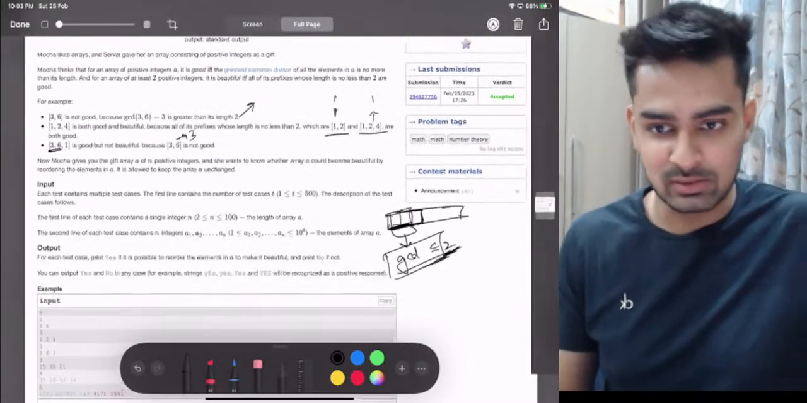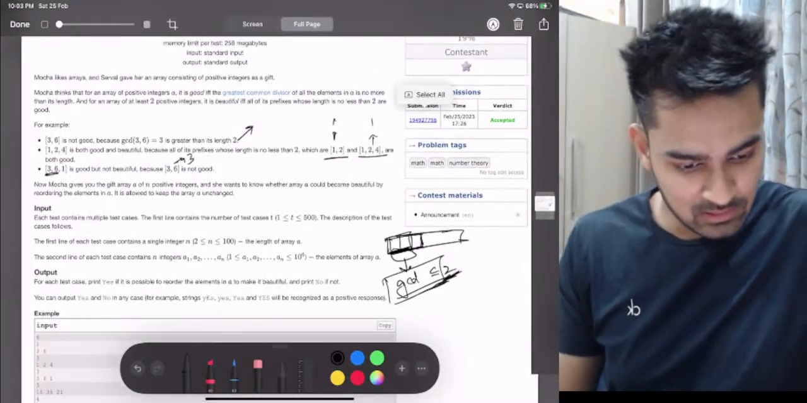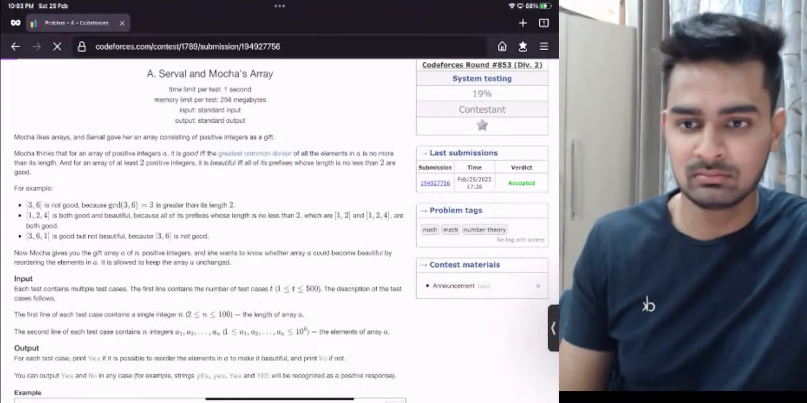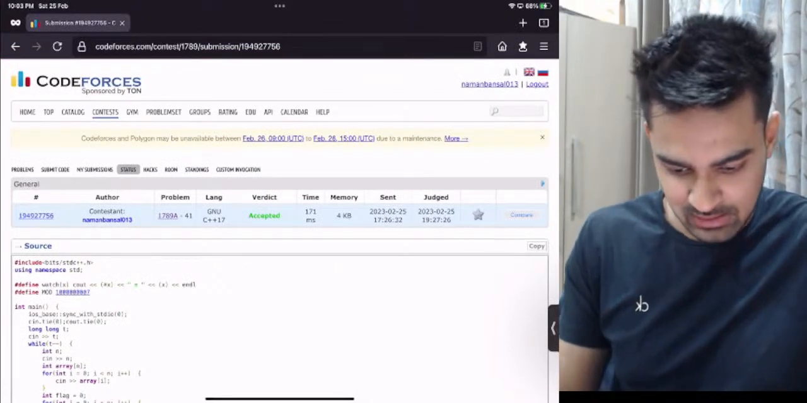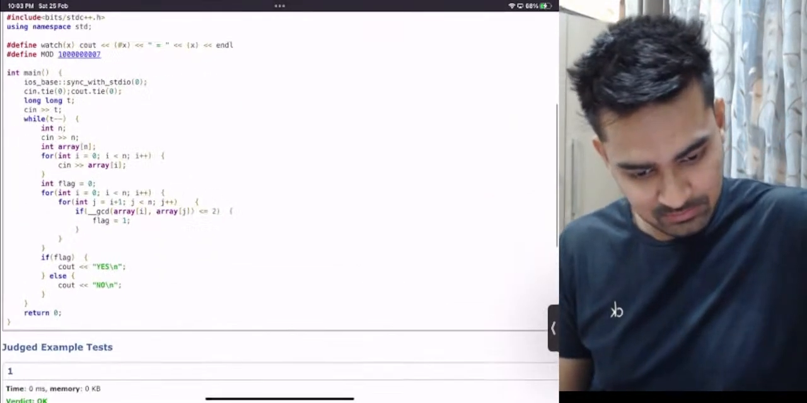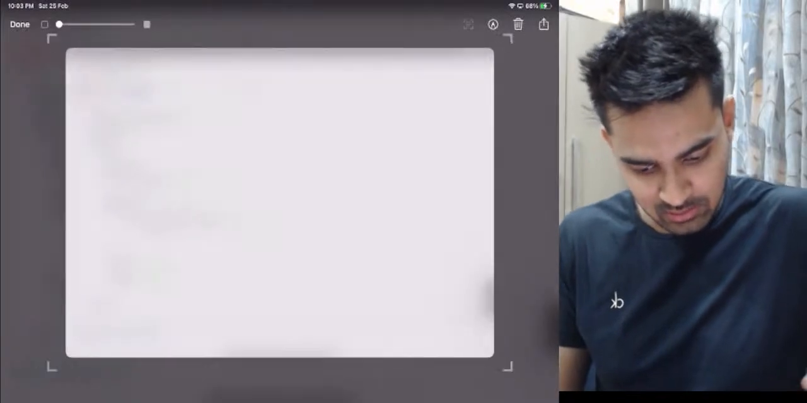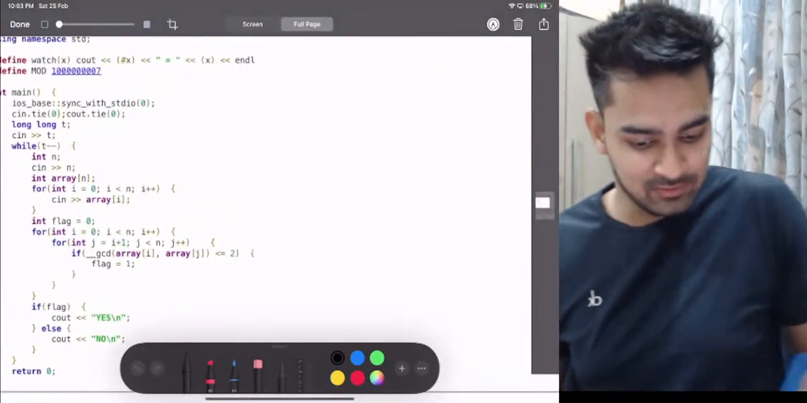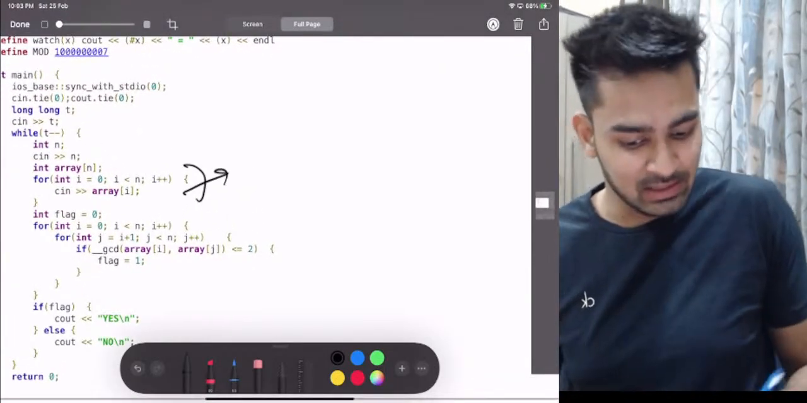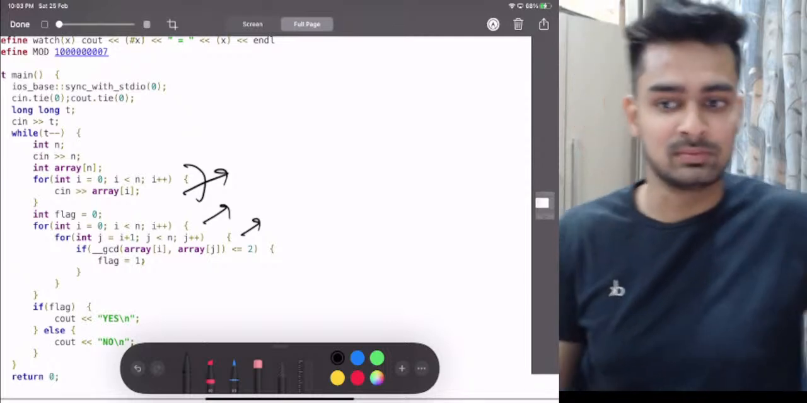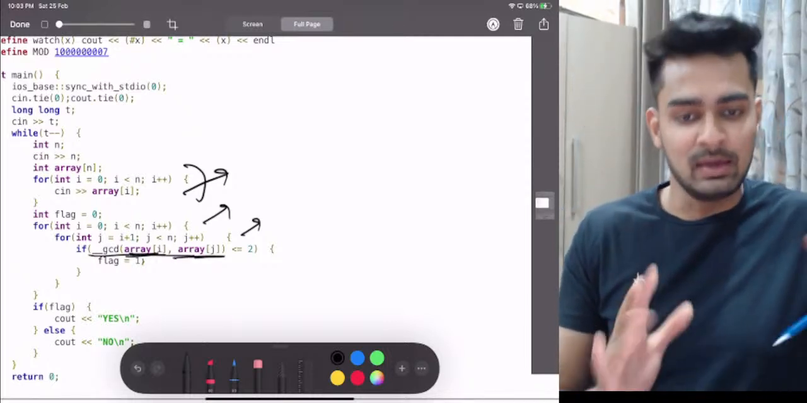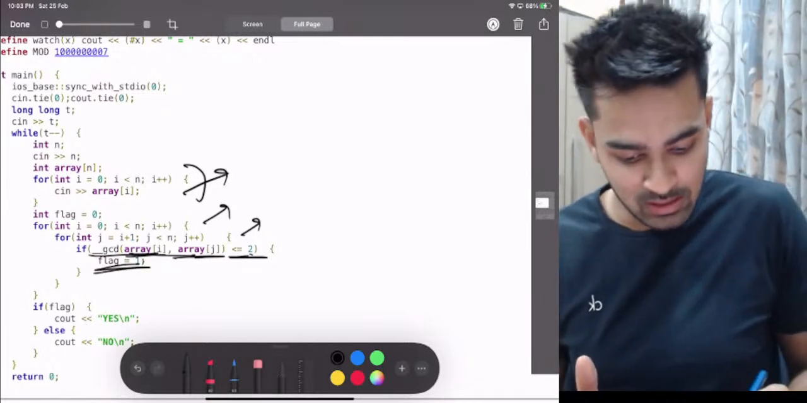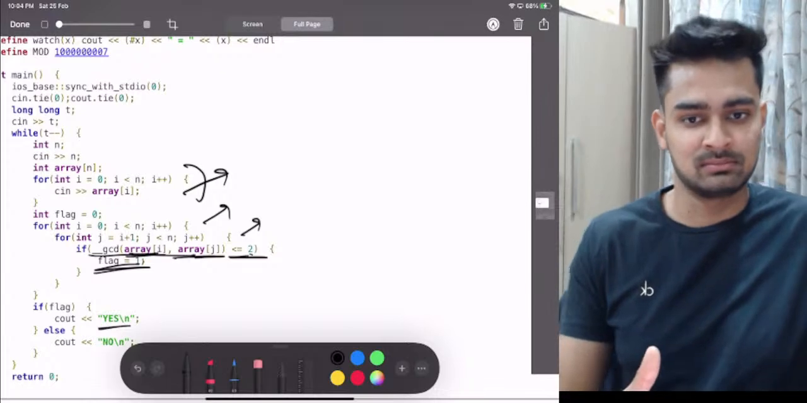I'll quickly show the code as well. All right, so this is the code. All I'm doing is, I scan the entire array. After that, I just have a nested loop in which for any two values, I am checking if the GCD is less than or equal to 2. If the GCD is less than or equal to 2, then I set my flag equal to 1 and print yes. That's it.